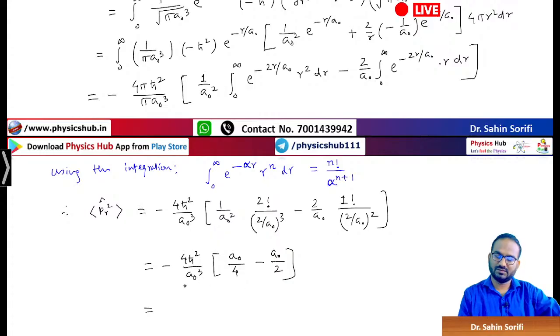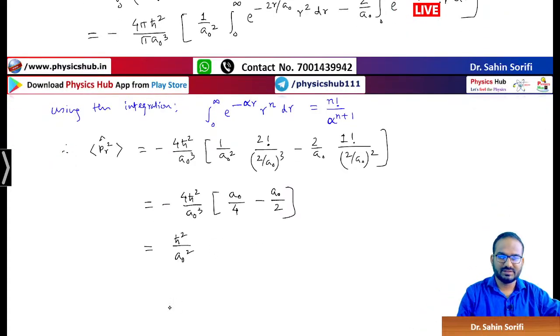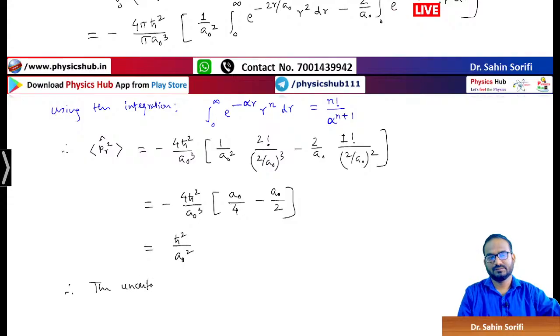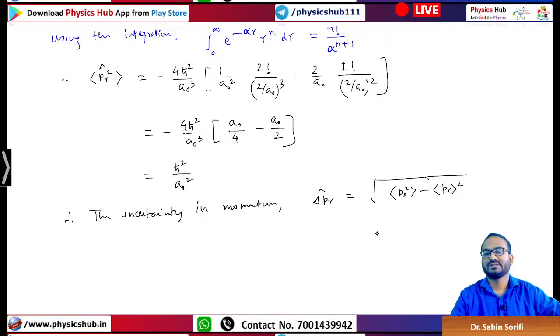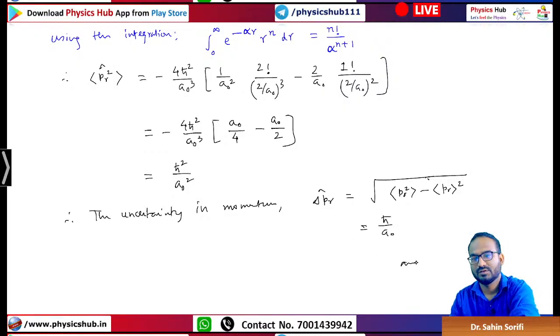So a naught square, the 4 gets cancelled, so h cut square by a naught square. So when this is done, the momentum is spread, therefore the uncertainty in momentum, delta PR, is the square root of PR square minus PR whole square. So this is nothing but h cut by a naught, and that precisely matches option A.